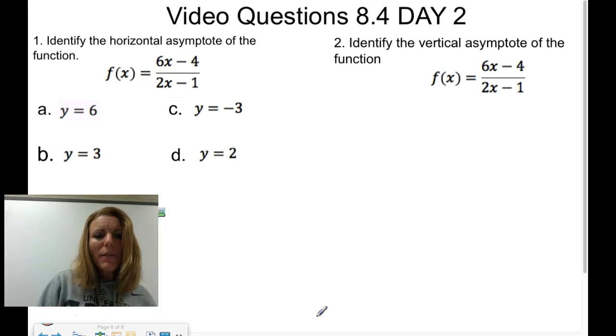This is class. Video question. Identify the horizontal asymptote of the function. And then number 2, identify the vertical asymptote of the function.